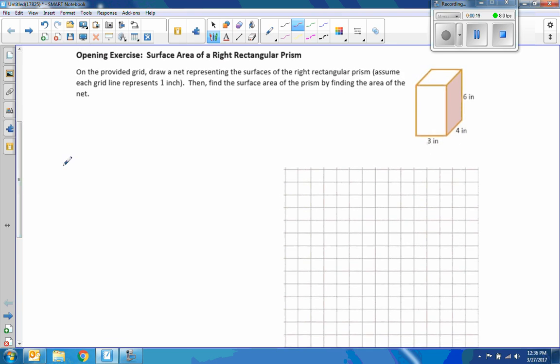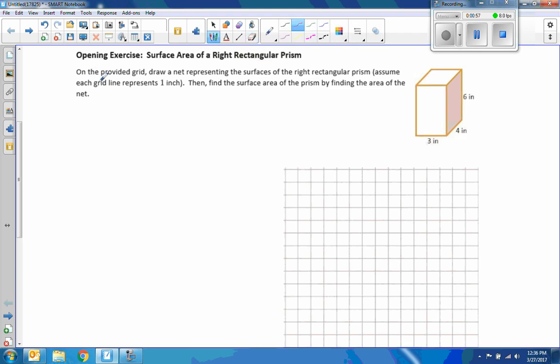Opening exercise, surface area of a right rectangular prism. Right tells us that each angle on each surface is 90 degrees. This is 90 degrees, 90 degrees, 90 degrees. Doesn't matter from the top, bottom, left, right, front, back. Each angle is 90 degrees. So that's right. Rectangular meaning each face is in the shape of a rectangle. And a prism just means a 3D figure in that shape. So that's what a right rectangular prism is.